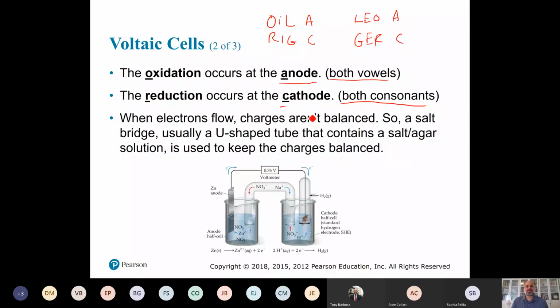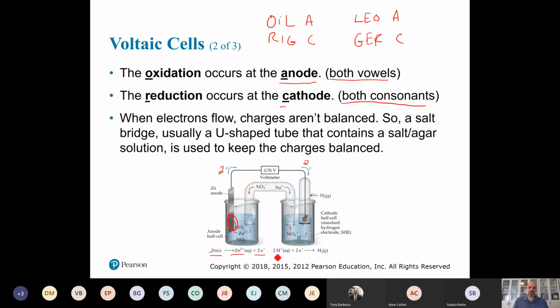All right. So when electrons flow, charges aren't balanced. So a salt bridge, usually a U-shaped tube that contains a salt agar solution, is used to keep the charges balanced, right? What they're talking about here is an electric reaction occurring, where the zinc is reacting to give us zinc ions plus 2 electrons. You can see in solution, the surface of the zinc here is reacting, giving off 2 electrons.